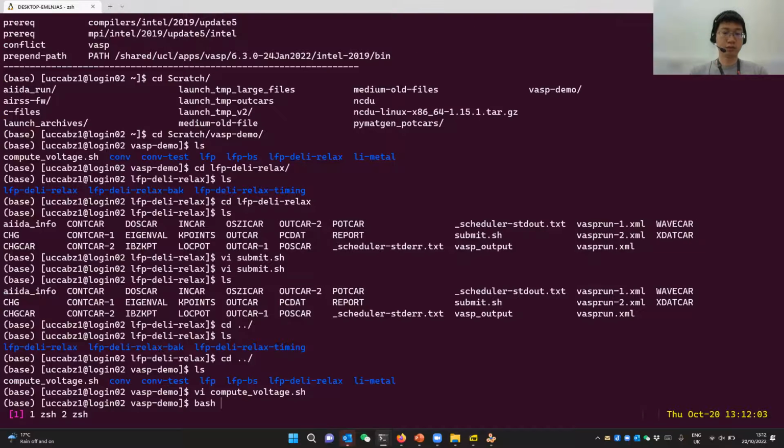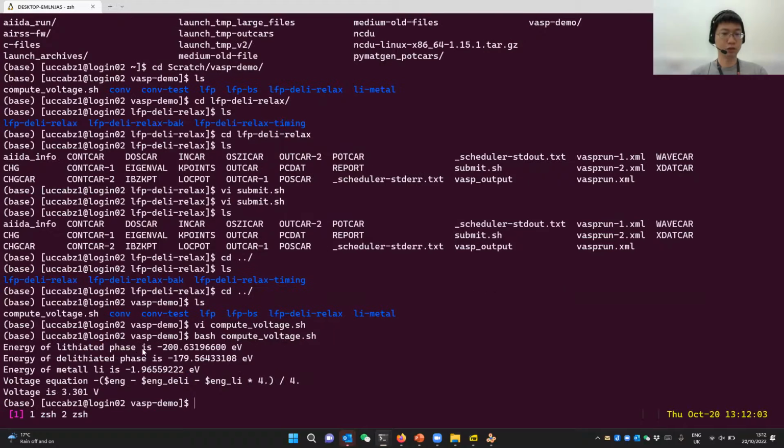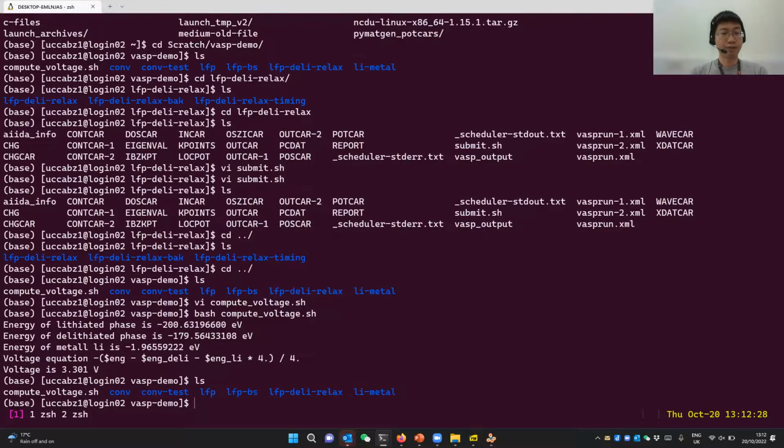If I run this script, it will show the lithiated phase energy, and also the metallic lithium reference, which is another calculation. And I do this equation and I get the voltage is about 3.3 volts, which is very close to the experimental value, which is about 3.4. So that's pretty good. We can get very useful information about lithium cathode materials here.